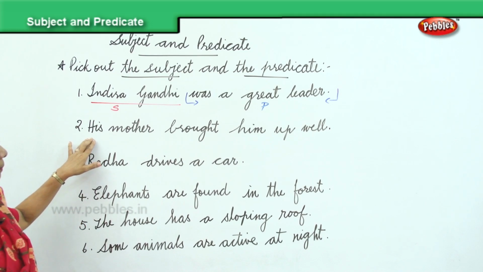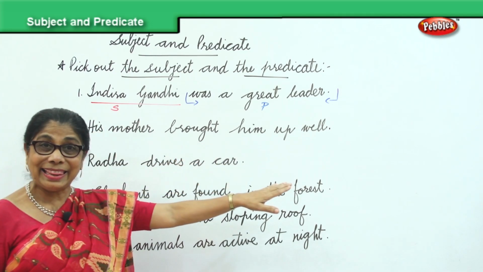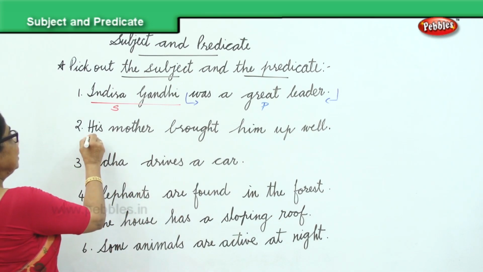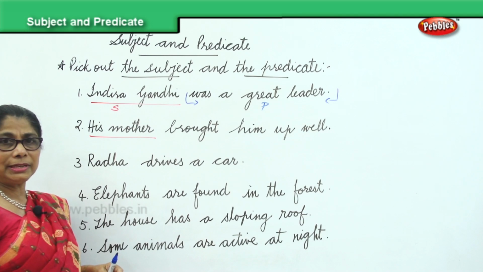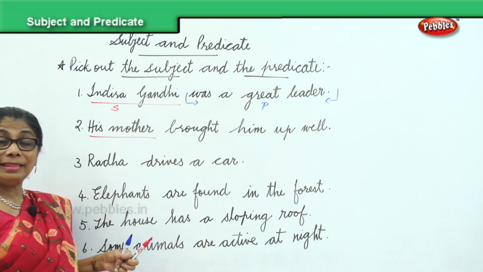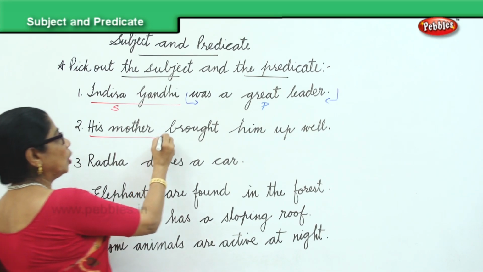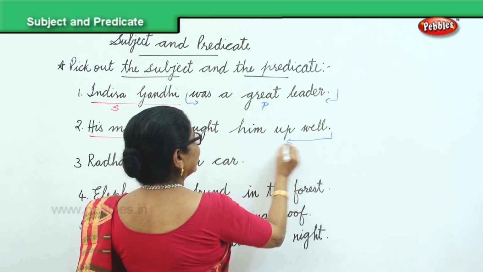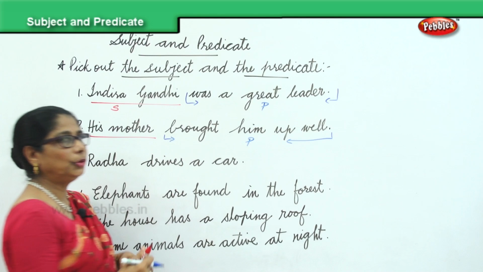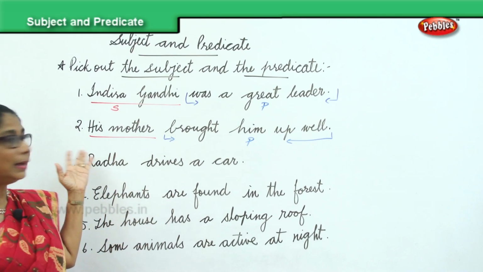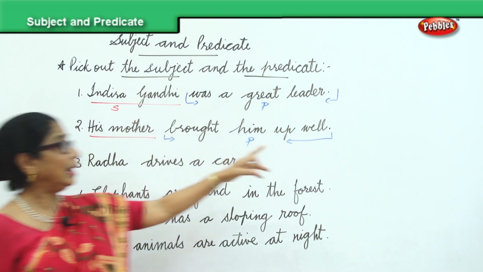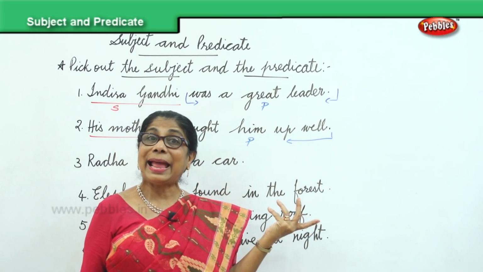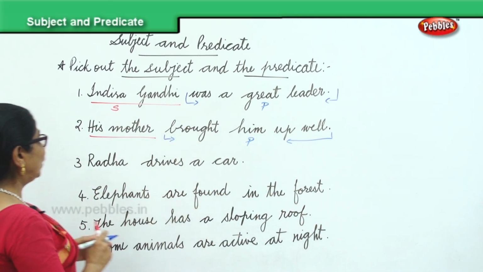His mother brought him up well. His mother is again the subject. Brought him up well. That is the predicate. So you have the two parts. Begins with the capital letter H. Ends with the full stop. His mother is the subject. Has brought him up well.